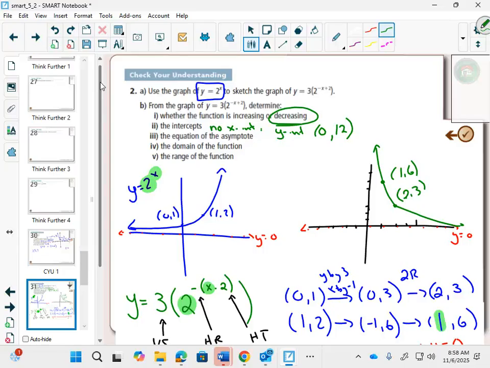Equation of the asymptote is still at y equals 0. Domain is everything. And the range is y is bigger than 0.